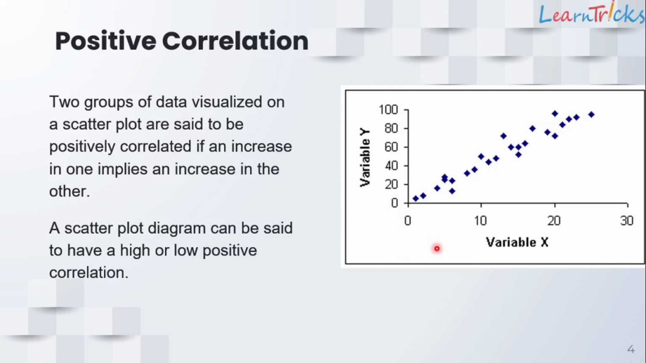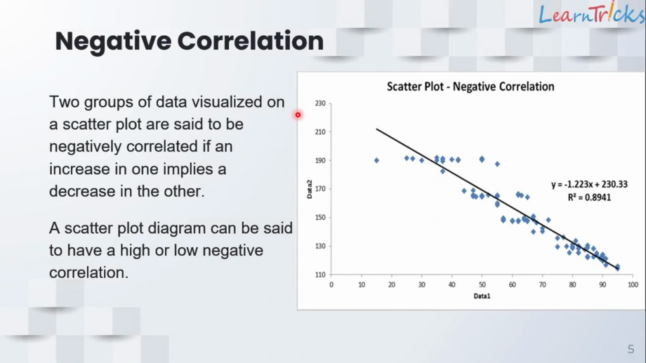So when the variable x and variable y are directly proportional, then it is called a positive correlation scatter plot. Similarly, when x and y have a negative or inverse correlation, then it is called a negative correlation scatter plot. Two groups of data visualized on a scatter plot are said to be negatively correlated if an increase in one implies a decrease in the other.